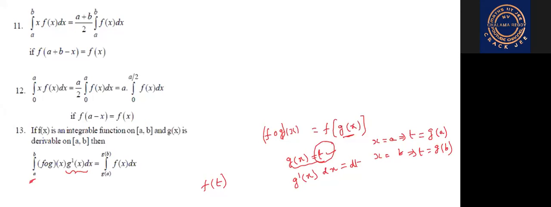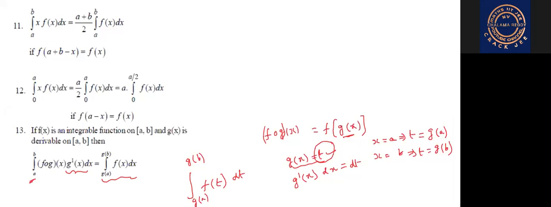So finally we get the integration from g of a to g of b of f of t dt. Instead of t, we can write any variable, no problem. Here they have written x in place of t. If you change the variable, there is no change in the overall result.